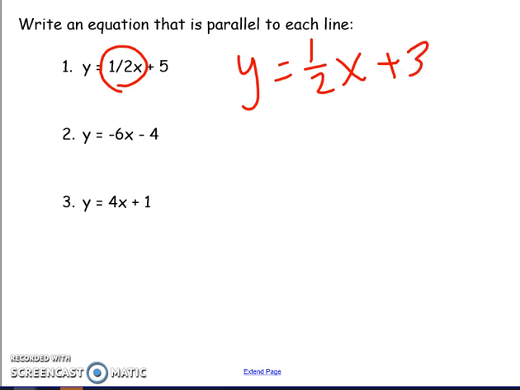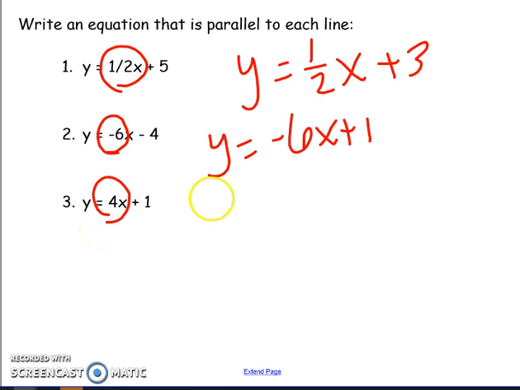All right, for our second one, our slope is -6. So to be parallel, we need to keep that same slope. So maybe a +1. If we're looking for a line that's parallel, we're looking for one that has a slope of -6. Our last one would be y equals 4x minus 7. As long as it has the same slope, the intercept just has to be any number that's different.